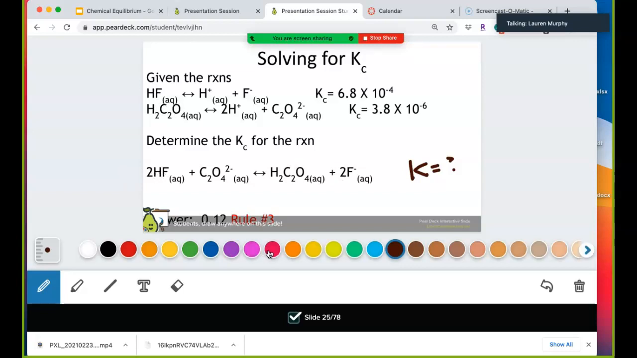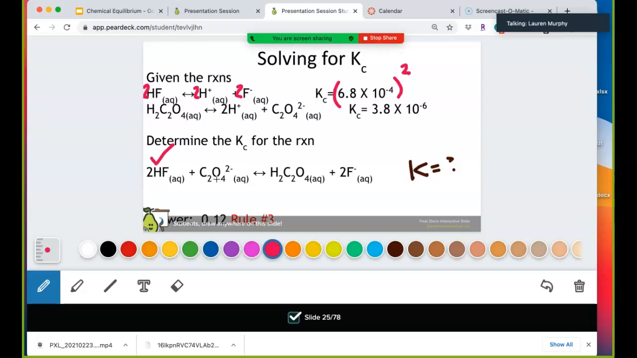So first things first. 2HF, I need 2 of them. I don't have 2 of them. I only have 1 of them. So what am I going to do? Multiply everything by 2, right? Now, in equilibrium, when you multiply by 2, what do you do to the constant? The equilibrium constant, you raise it to the 2. That's the rule for equilibrium. All right, so I just took care of HF.